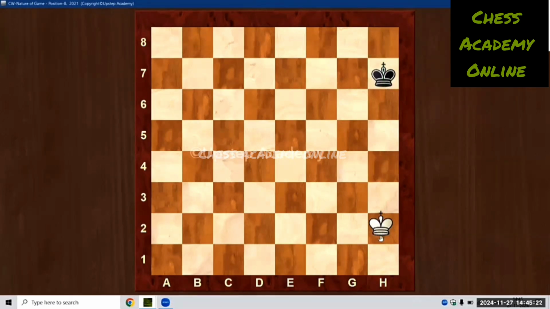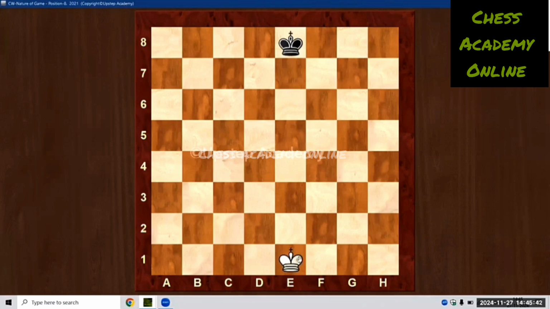And the white king is on H2 and the black king is on H7. So after the square names and the types of lines, let's learn how to arrange the chessboard before the start of a game: how to set up a chessboard, or how to arrange the starting position.